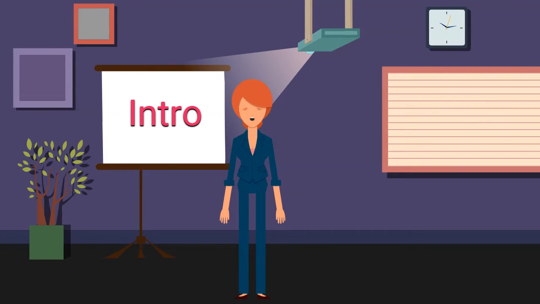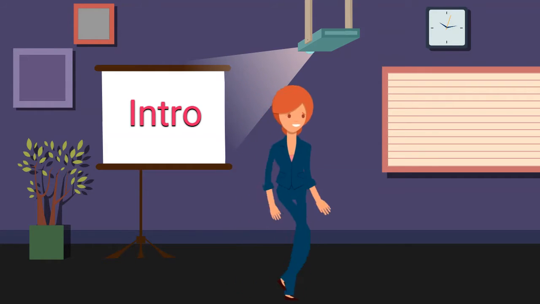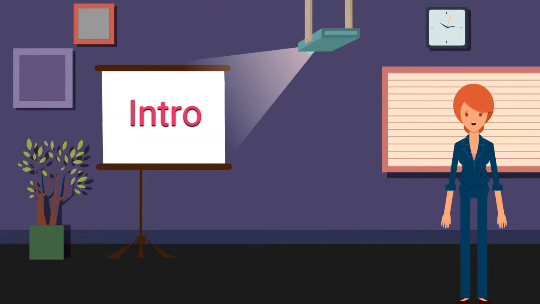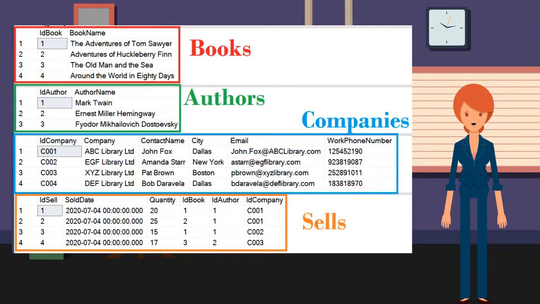When querying a SQL Server database, it is often necessary to pull data from one or more tables in order to retrieve related information from those tables. For example, our publishing house database includes tables that store information about books, authors, companies and sales.